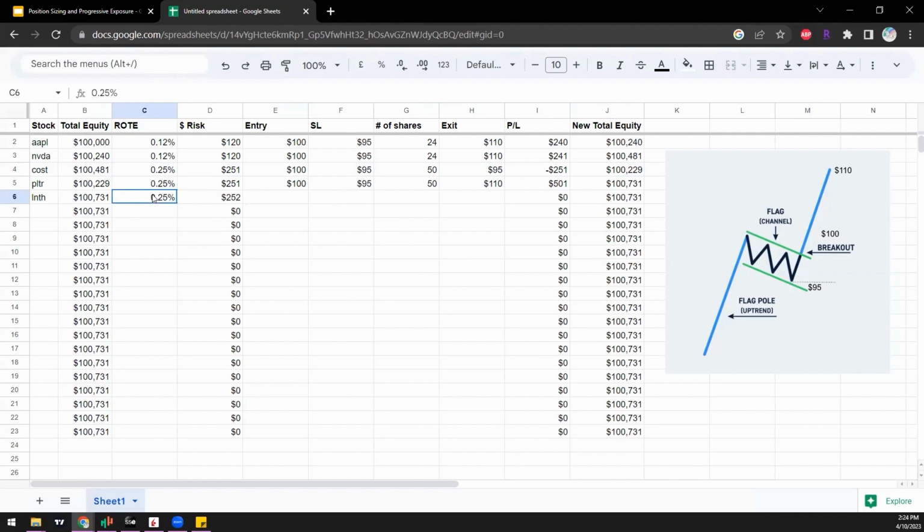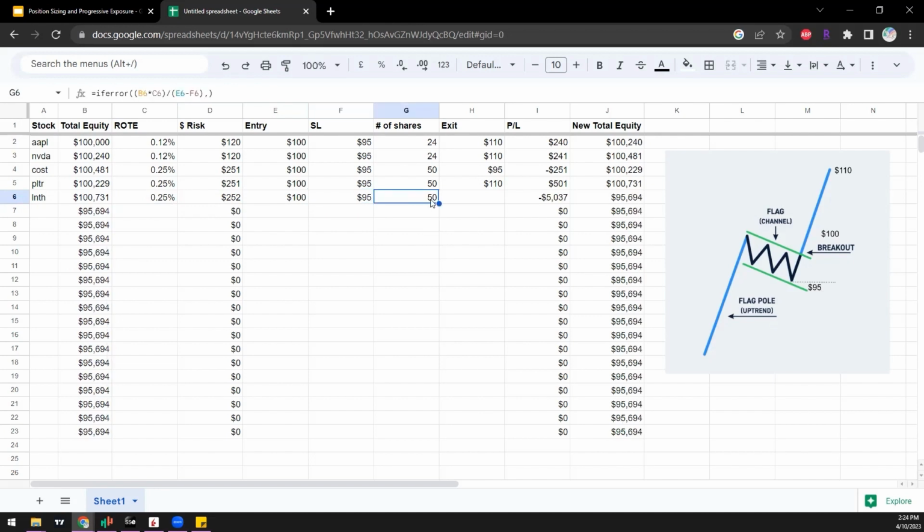So here I take this new stock, Lantheus, risk another 0.25%, which is $250, and say Lantheus is also making a bull flag. We're entering at the breakout level of 100, putting the stop loss at the low of day, which is 95, buying 50 shares of Lantheus, and let's assume this one works as well. So it goes up 2-3 days, and we decide to take profits at $110.